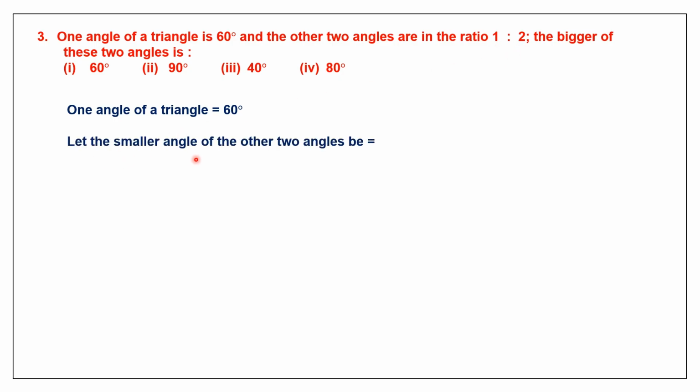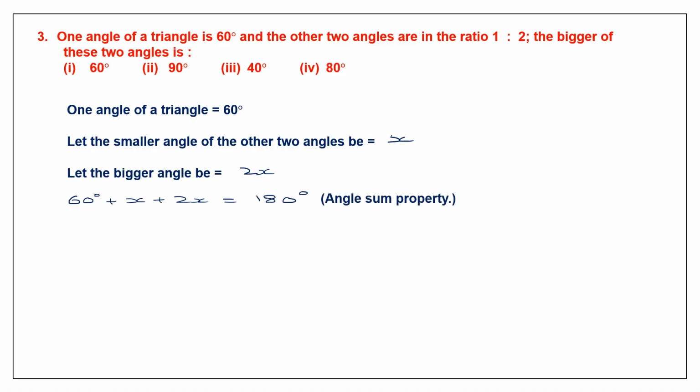So let the smaller angle of the other two angles be equal to 1x or simply x. So x, and then the bigger angle, that will be 2x. So now I have 1, 2 and 3 angles. Remember the angle sum property which says the sum of all angles of a triangle will be equal to 180 degrees. That means 60 degrees plus x plus 2x is equal to 180 degrees. And the reason is angle sum property.